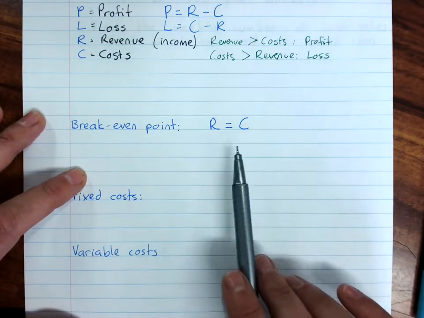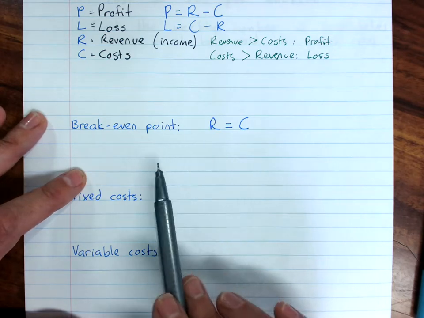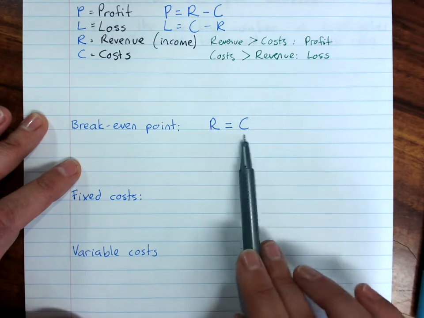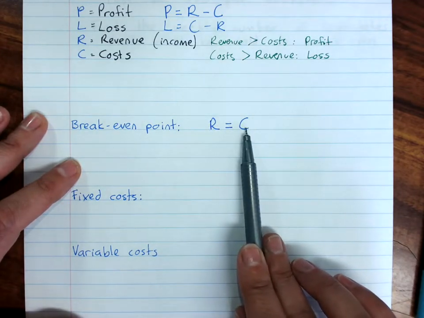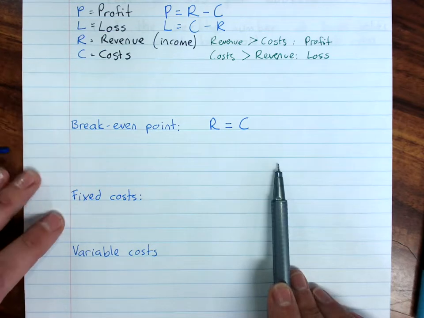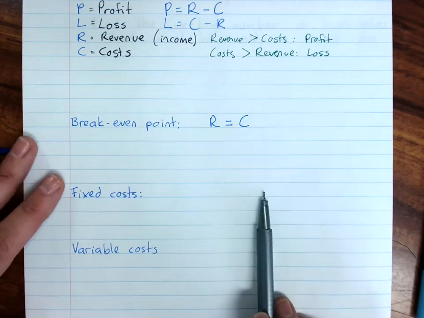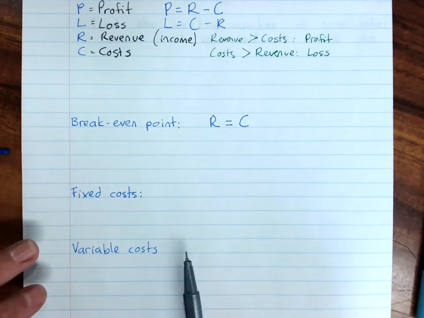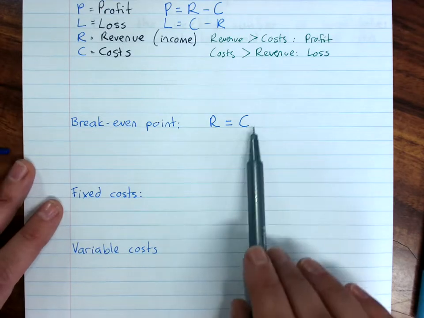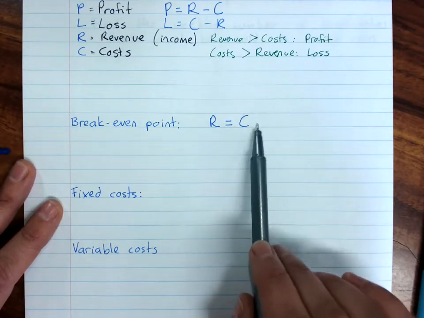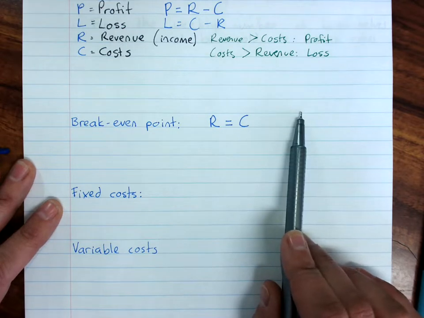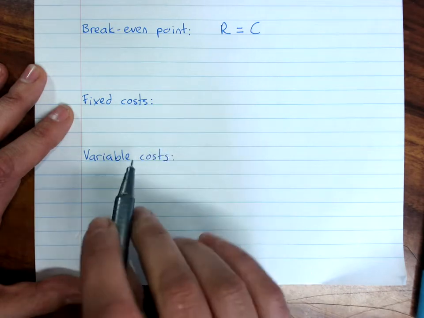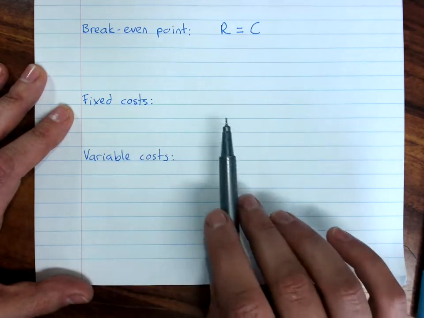So the aim of what we call break-even analysis is to work out how many items I have to sell to reach the break-even point, to cover the expenses of the business. Now to do this, we've got to write a rule for our revenue and a rule for our costs and work out where they're the same. Because if revenue equals cost, that's our break-even point. There's two types of costs that we might have to consider. They're fixed costs and variable costs.